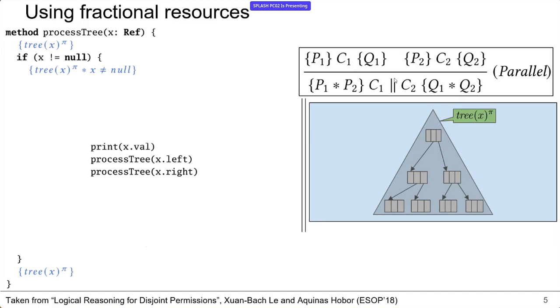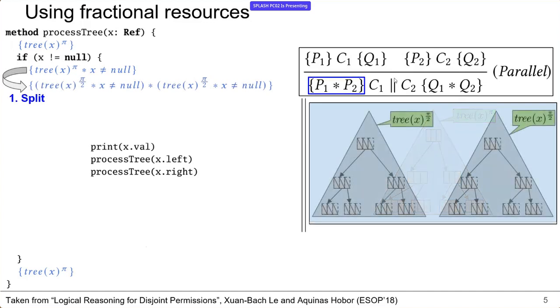So we have here pi permission to tree of x, and we need to split that into two fractions. We do this by splitting it into a fraction pi divided by 2 and another fraction pi divided by 2. And then we use the parallel rule to reason locally about the left thread. And the proof for the right thread is the same. So now we have a permission pi divided by 2 to tree of x, and we need to justify that we can read x.value here.